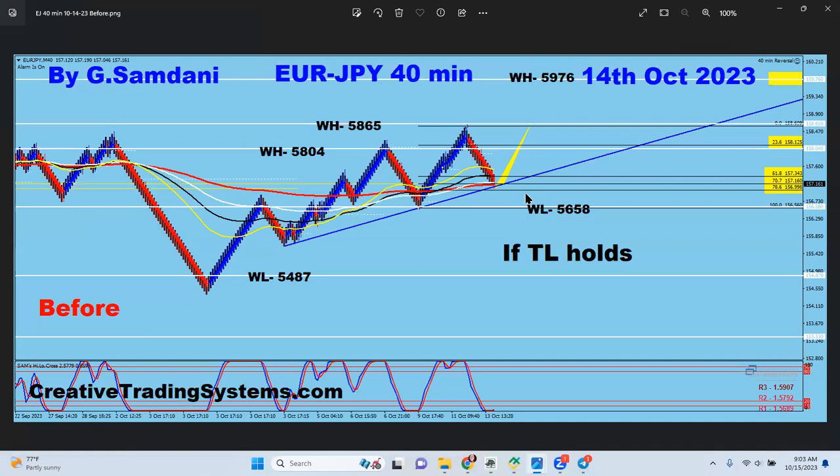Right, and I'm going to use my system to get the entry. This is a 40-minute chart. We don't make entry from the 40-minute. We make entry from the 20-minute or sometimes the 7-minute.